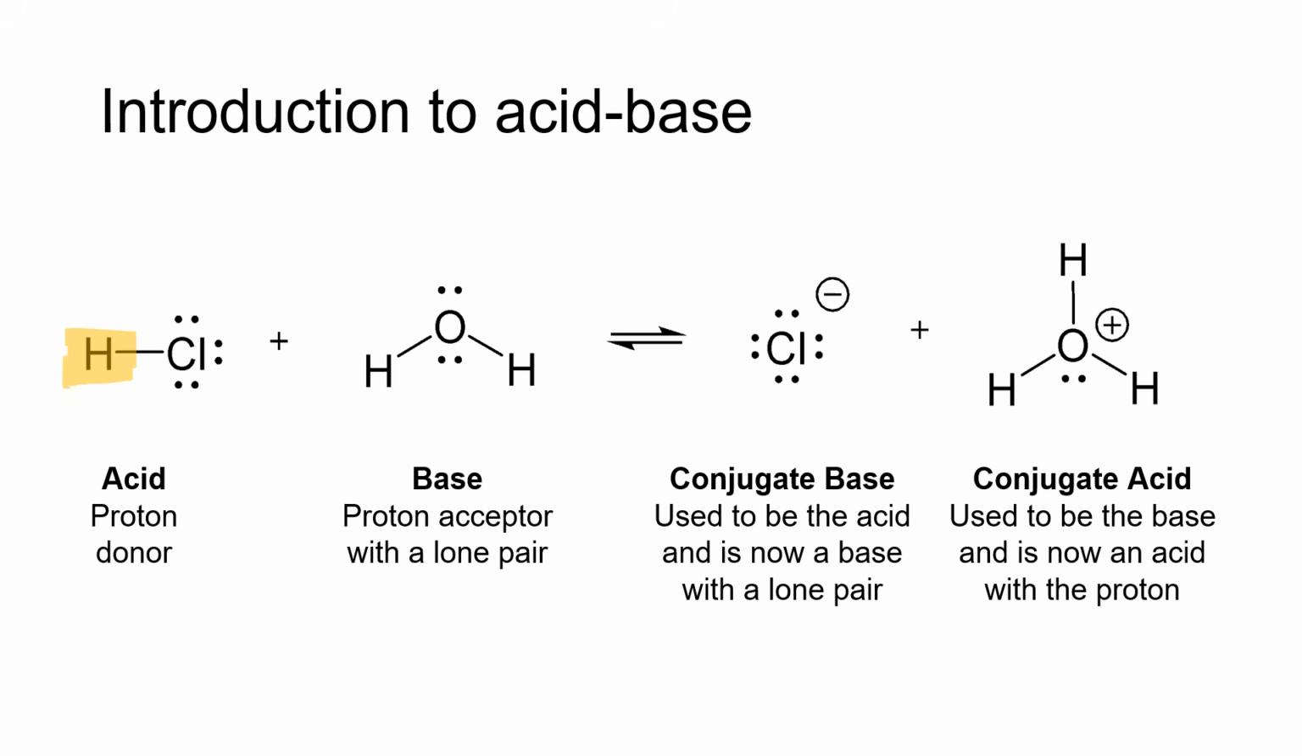The proton is living here on the acid. The proton is living here. We call that the conjugate acid. The lone pair is available here. We call that a base. That lone pair is available here. We call that a conjugate base. So the place where the proton is currently living on each side is referred to as the acid or the conjugate acid. The thing that has the lone pair, we refer to that as the base or the conjugate base.